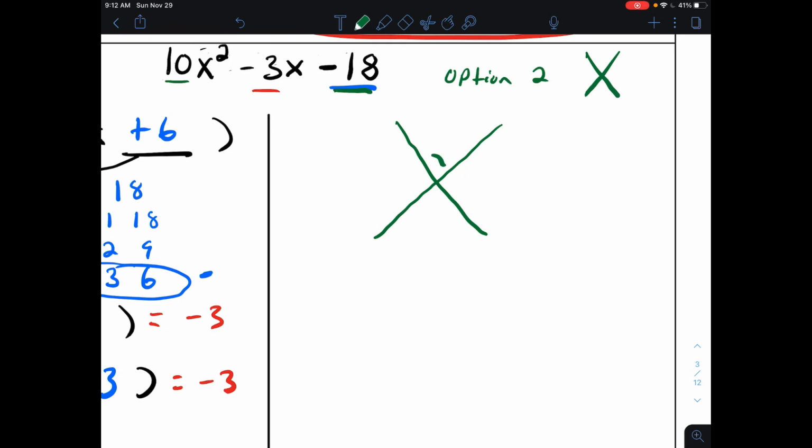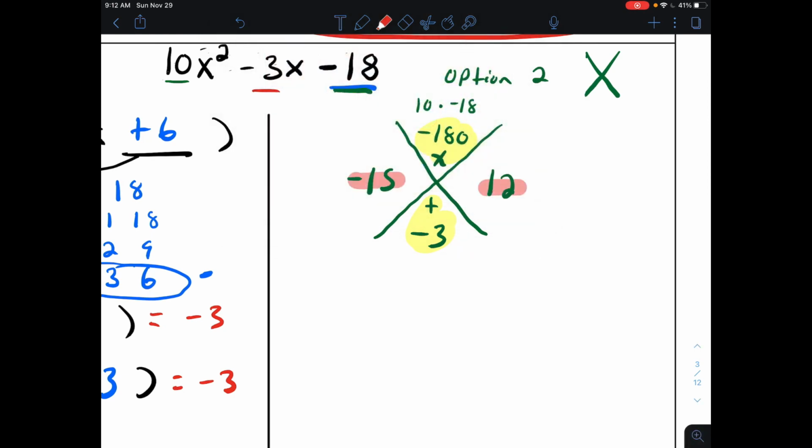So my product number, in this case, would be 10 times negative 18. So I'd have numbers that multiply together to be negative 180, and I would have them add together to be my number in the middle of negative 3. So what times what is negative 180 that adds together to be negative 3? We're going to wind up seeing that those two numbers are negative 15 and 12. And so once we identify those numbers, we have to do our adjustment.